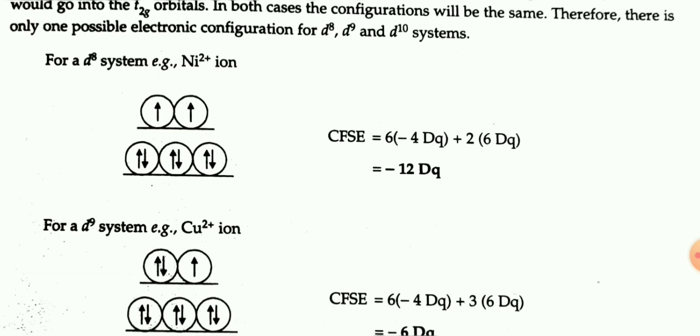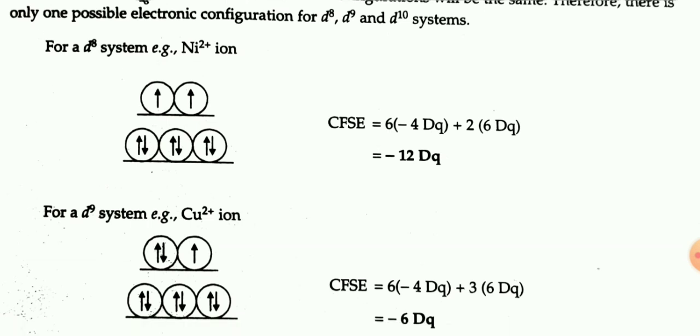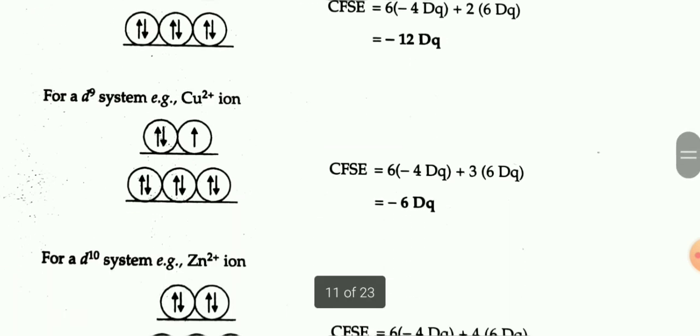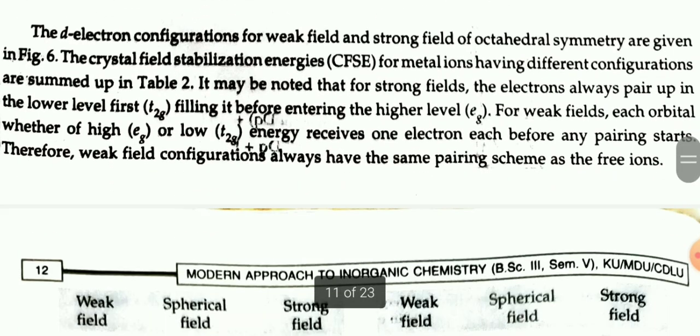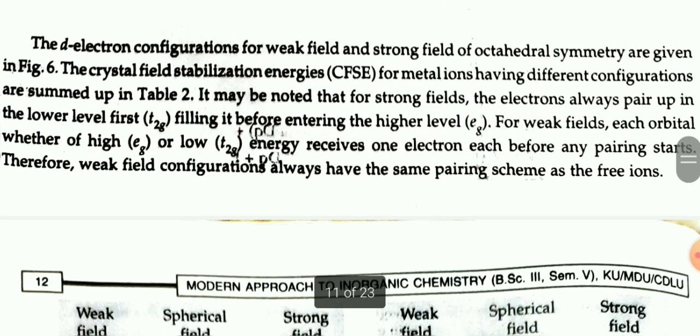For the d8 system, CFSE is -12 Dq. For the d9 system, CFSE is -6 Dq, and for the d10 system, CFSE is 0. The d electron configurations for weak field and strong field of octahedral symmetry are given in figure 6. The crystal field stabilization energy, CFSE, for metal ions having different configurations is summed up in table 2.